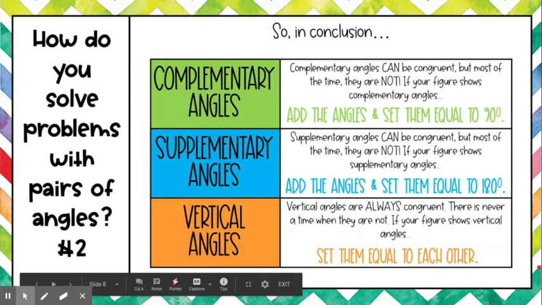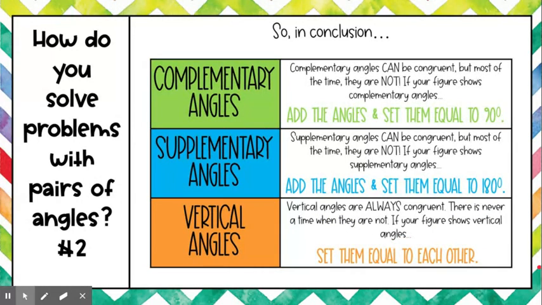So, in conclusion, complementary angles can be congruent, but most of the time they're not. If your figure shows complementary angles, you add the angles and set them equal to 90 degrees. Supplementary angles can be congruent, but most of the time they're not. If your figure shows supplementary angles, you add the angles and set them equal to 180 degrees. And vertical angles are always congruent, and there's never a time that they're not. If your figure shows vertical angles, they're equal to each other. Vertical angles are across from each other, and they're always equal.